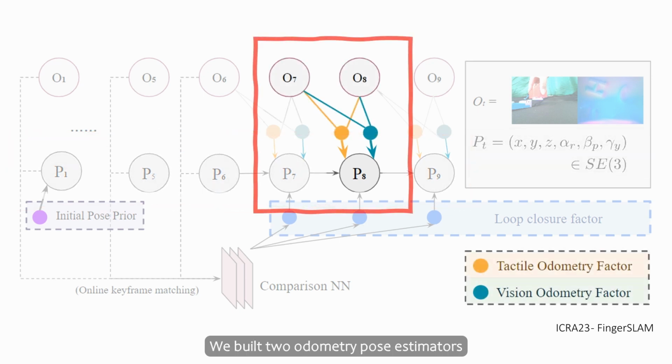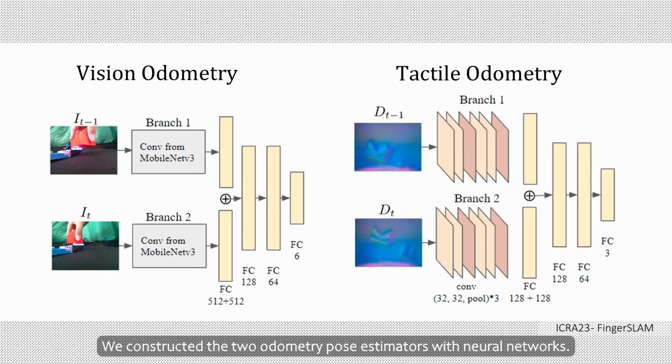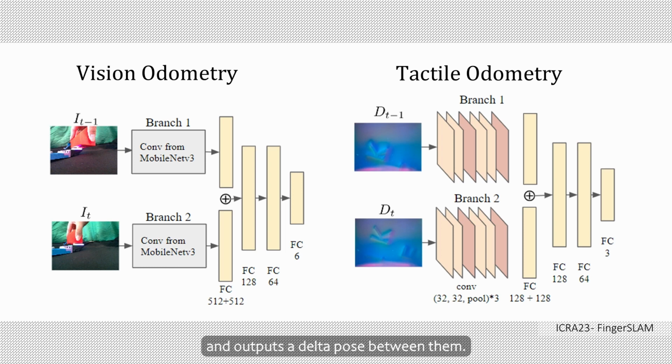We built two odometry pose estimators that estimate the delta movement of the object between two consecutive time steps: the tactile odometry and the vision odometry. We construct the two odometry pose estimators with neural networks. They both take inputs of images collected at two consecutive time steps and output a delta pose between them.